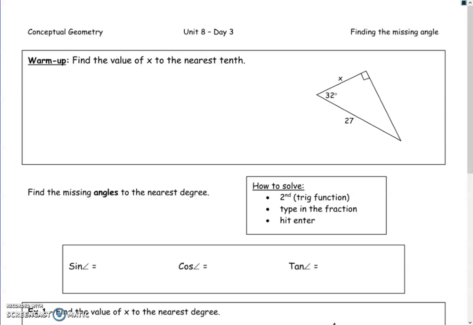Hey guys, welcome to Conceptual Geometry, Unit 8, Day 3, Finding the Missing Angle. Before we get to finding missing angles, we are going to do a quick warm-up. Find the value of x to the nearest tenth.